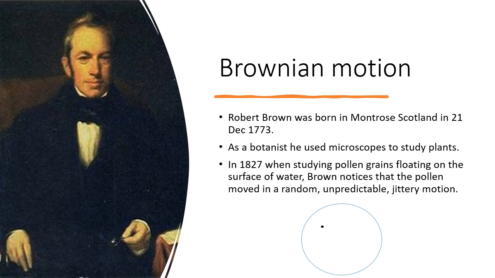Robert Brown was born in Montrose, Scotland on the 21st of December 1773. As a botanist, he used a microscope to study plants. In 1827, when studying pollen grains floating on the surface of water, Brown noticed that the pollen moved in a random, unpredictable, jittery motion.